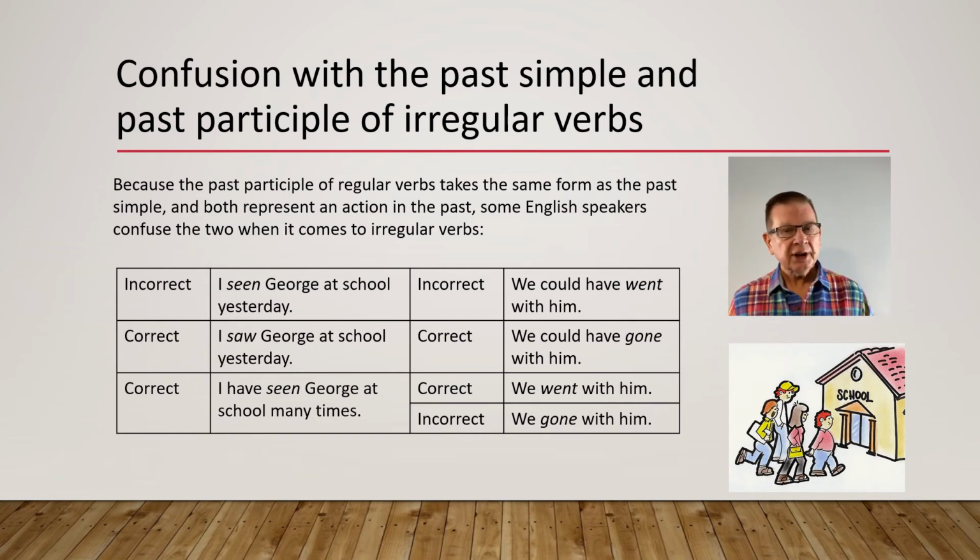Now let's look at another irregular verb with a past simple and past participle that sometimes confuse people. To go. Incorrect: we could have went with him. The correct way is we could have gone with him. One can also say we went with him, but not we gone with him.